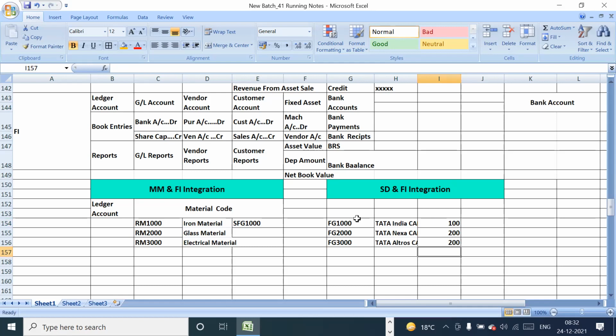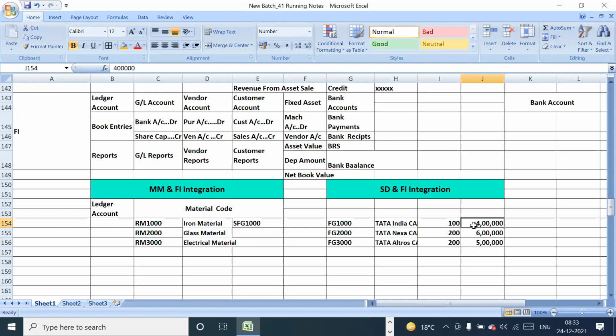Okay, and also each model has a different price, right? So maybe this is 4 lakhs rupees. The manufacturing cost of each model is different, right? Tata Indica is a different cost, Tata Nexa is a different cost. So maybe Tata Nexa is some 6 lakhs. Then this is also some 5 lakhs. Like that.